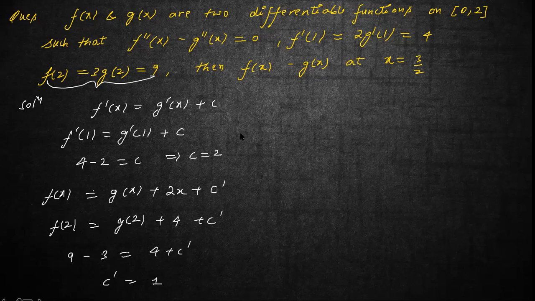So basically you have f(x) equals, this is 9 minus 3, okay fine, 6 minus 4, that is 2. So c dash is 2, absolutely correct. So here we have c dash as 2.